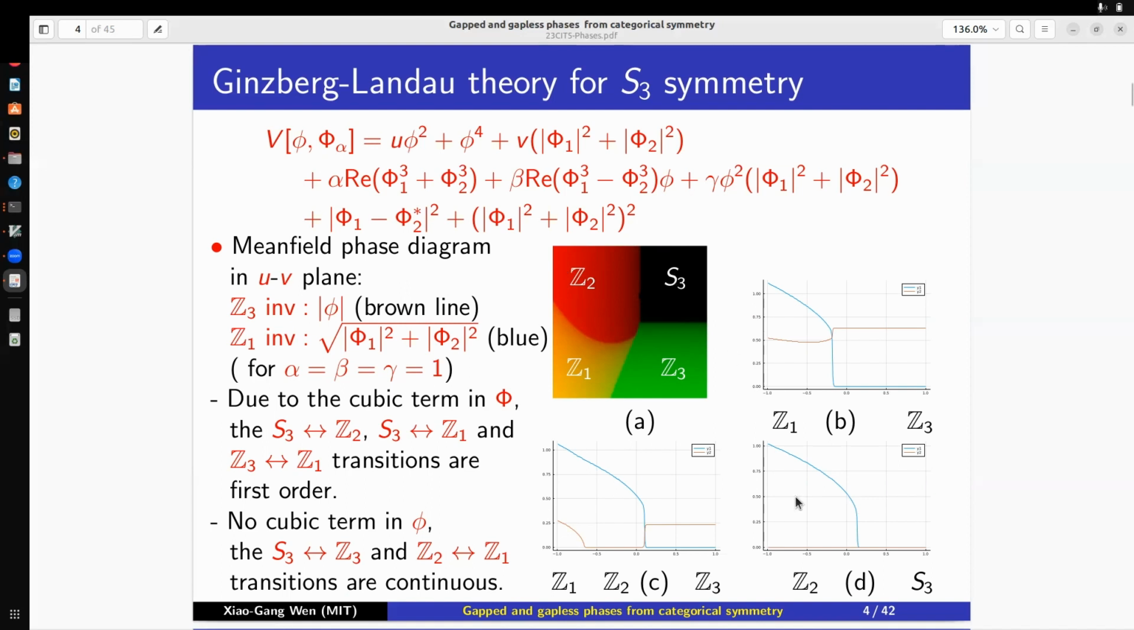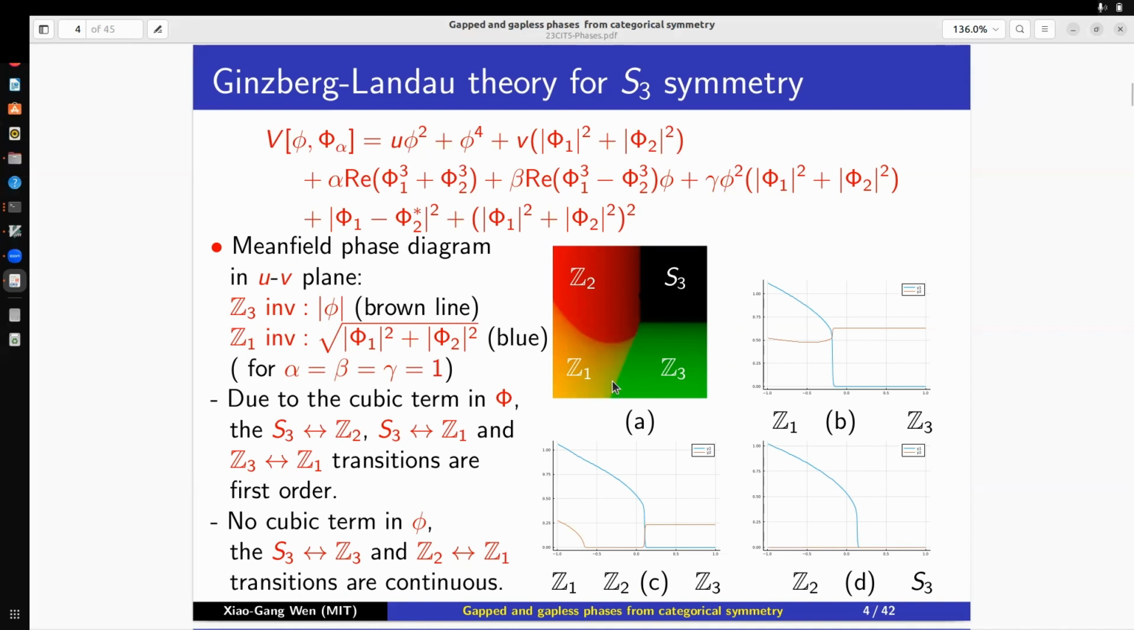Actually, this transition is first order. It's not very obvious here, but it is first order. There's a finite jump here. It's first order because the symmetry allows a cubic term. So that's the trouble: Ginzburg-Landau theory doesn't always guarantee a continuous transition, even when we have a group-subgroup relation. If there's a cubic term, you may have a first order transition.